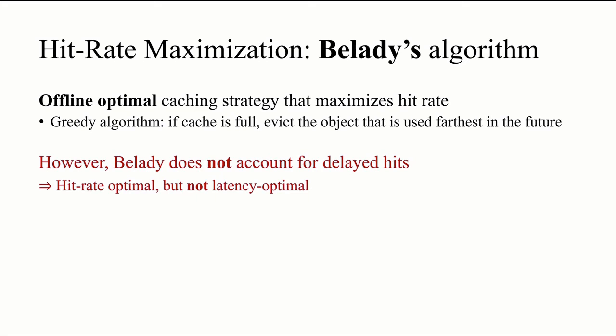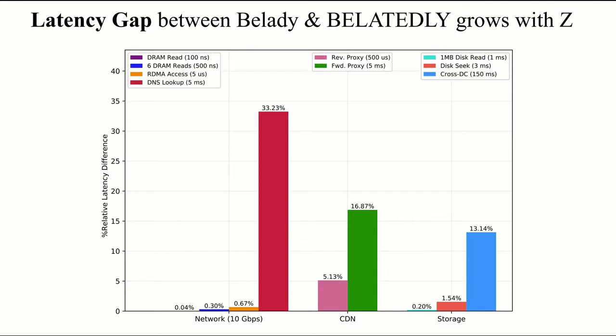Unfortunately, Belady does not account for delayed hits, and this leads it to make latency suboptimal decisions. This graph depicts the percent relative latency difference between Belady and Belatedly for three application scenarios: 10 Gbps network traffic, CDNs, and storage. We see that for low latency operations, such as DRAM reads or an RDMA access, the gap is quite small. However, as we move towards WAN latencies in the milliseconds, the gap can be quite significant, exceeding 30% in some cases. So we find that for high Z values, the hit rate maximization strategy is actually quite far from true latency optimality.